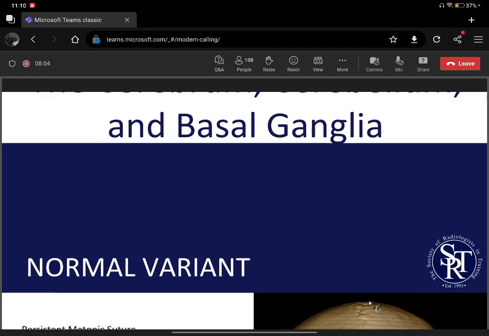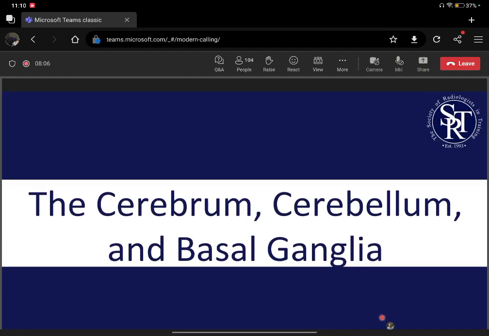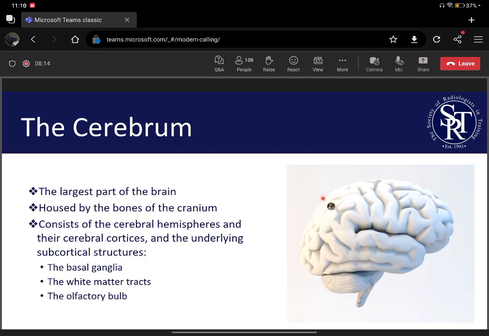Great, now let's look at what's inside the calvaria. We'll start with the cerebrum first, then we'll talk about some white matter tracts, basal ganglia, and the cerebellum. The cerebrum is the largest part of the brain. It consists of the cerebral hemispheres, the cerebral cortex, and the underlying subcortical structures, and that includes the basal ganglia, white matter tracts, and the olfactory bulb.